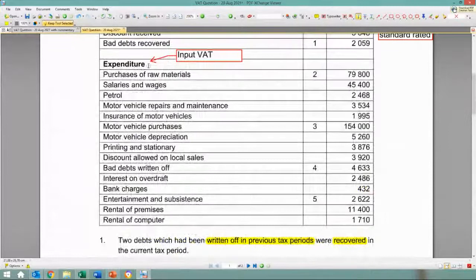Now, if we go back to the top, salaries and wages, who can tell me what type of supply salaries and wages are? What type of supply is salaries and wages? Alzana, that's correct. It is an exempt supply. Who can tell me what type of supply petrol is? That's correct. It is zero rated.